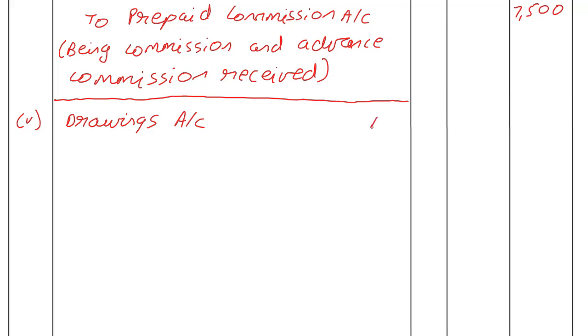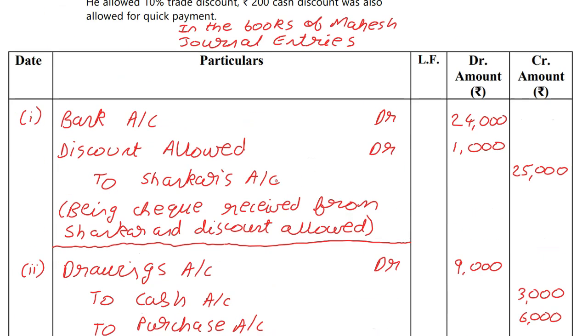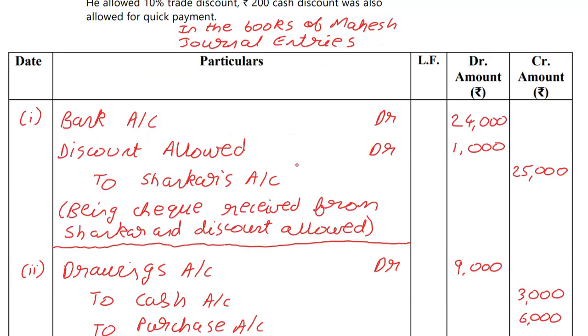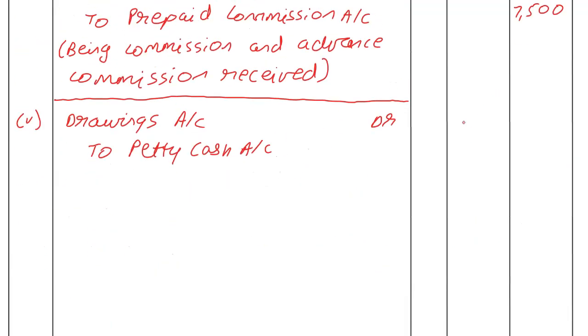Drawings account debit to petty cash account. So am I using petty cash account? Because they're saying they use petty cash. So we'll also use that account, 18,500. Okay, and going back down, I will place 18,500 both on the debit side as well as the credit side.